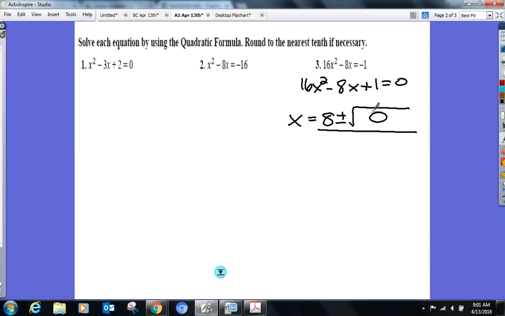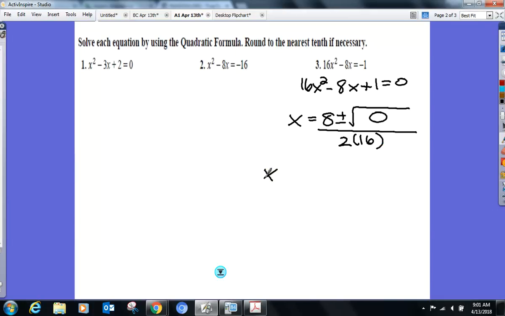You did do something wrong if that number comes out to be negative. Okay, so keep that in mind. You did do something wrong if that number comes out to be negative, something you typed in wrong in your calculator, because it should always be 0 or positive. And then this is all over what now? 2 times 16, everybody. 2 times 16.